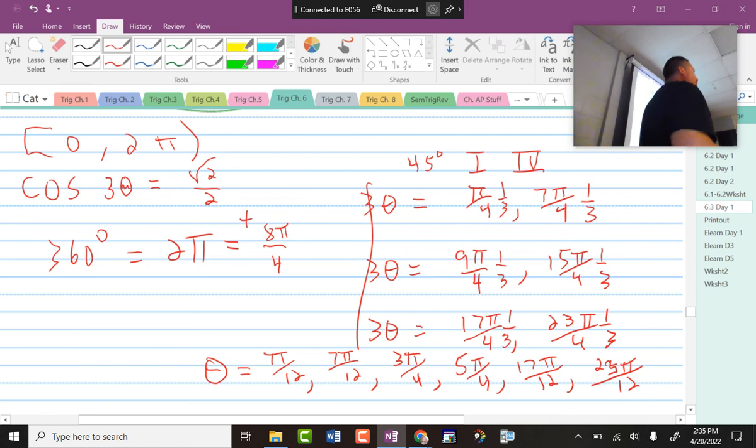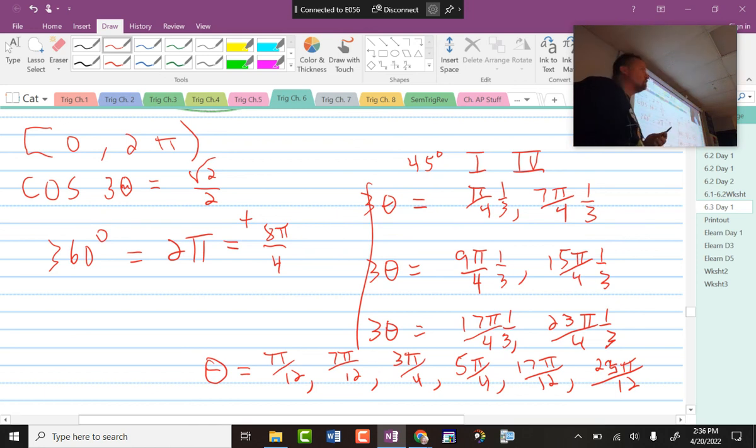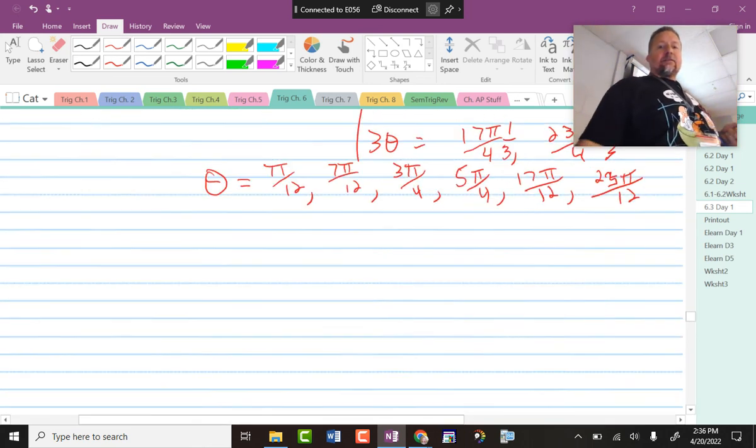What is 23 pi over 12 smaller than? What is 23 pi over 12 smaller than? 24 pi over 12 is a much better answer for proving that you understand the concept. So that's why that has to be in the solution set. Nice. Let's keep going with radians.